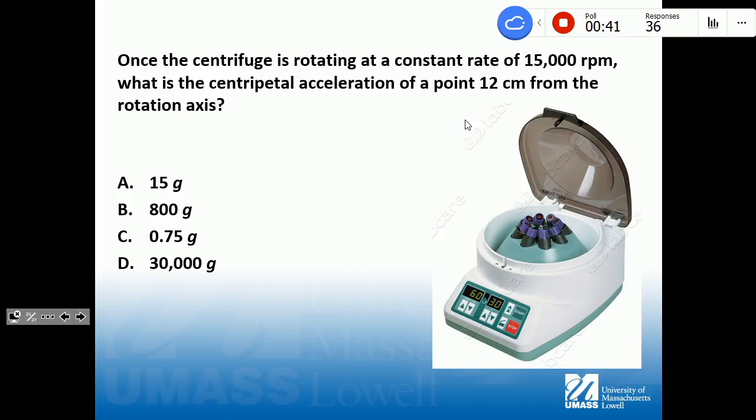Once I have that, my next step is to find the centripetal acceleration, which is r omega squared. I know r, and once I convert the 15,000 RPM to radians per second, I know omega. Right? That will give me the centripetal acceleration in units of meters per second squared.